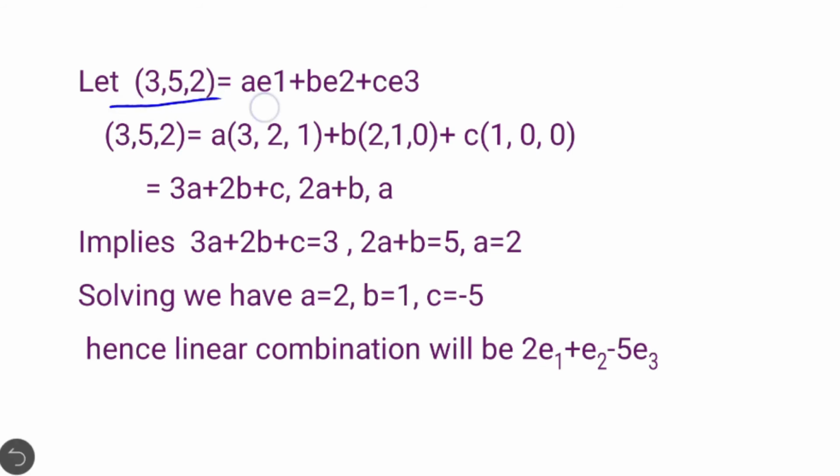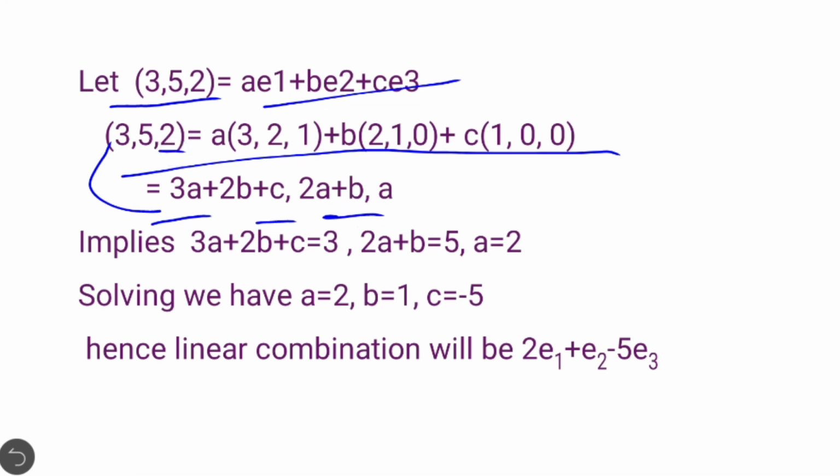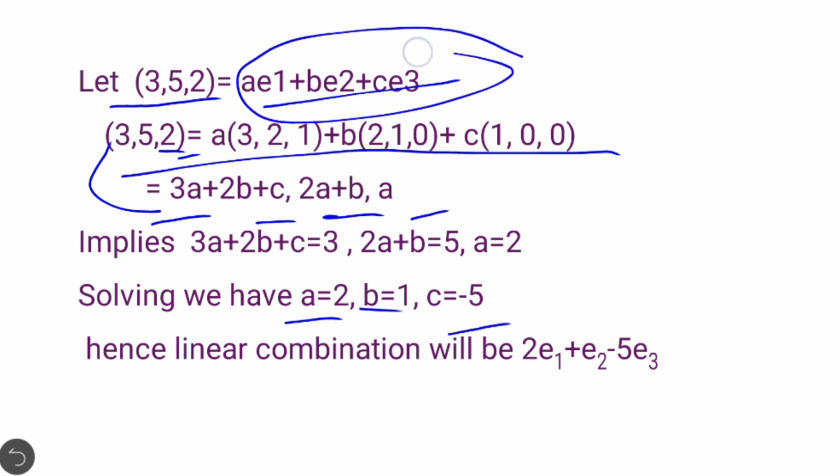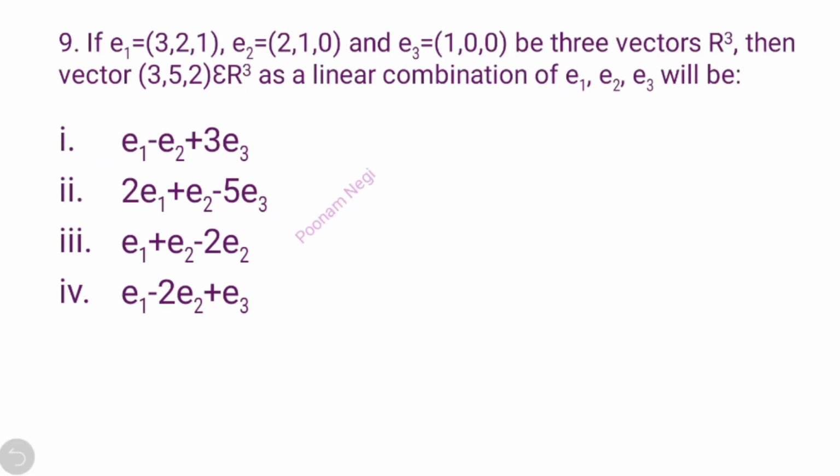Let (3, 5, 2) equal to this, and this is a simple process. We have 3A plus 2B plus C equals 3, 2A plus B equals 5, and A equals 2. When we solve these three equations, we have A equals 2, B equals 1 and C equals minus 5. That's why the linear combination will be 2E1 plus 1 E2 minus 5 E3. That's why the correct answer is option number 2.